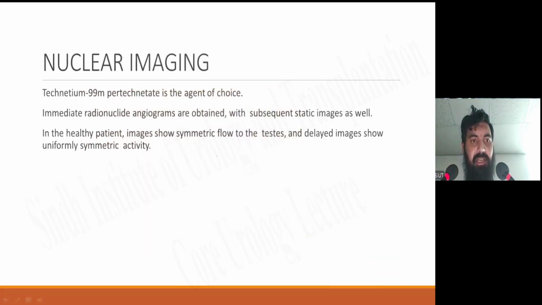Nuclear imaging: technetium is the agent of choice. Immediate radionuclide angiograms are obtained with subsequent static images as well. In a healthy patient, images show symmetrical flow to the testis, and delayed images show uniformly symmetric activity.